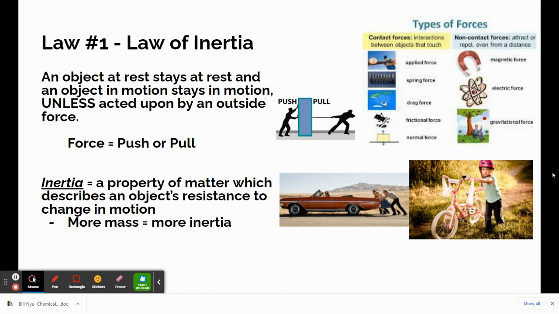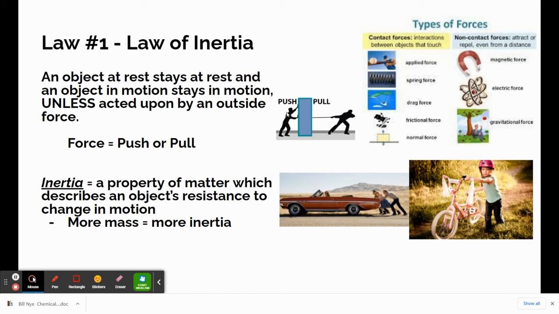Okay, now if you think about it, an object at rest stays at rest, and an object in motion stays in motion unless acted upon by an outside force. So why, if you roll a ball on the ground, does it eventually stop? Well, the force that's acting upon it is actually the friction from the ground. So not only is gravity acting upon it, pushing it down towards the ground, but there's also friction slowing the ball down.